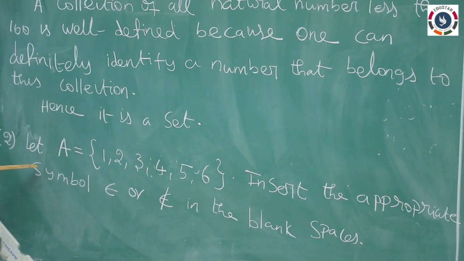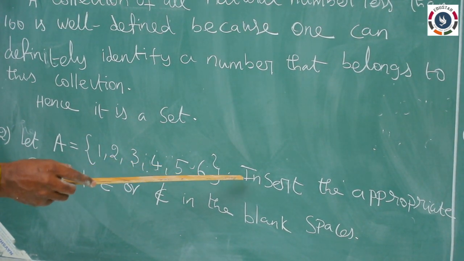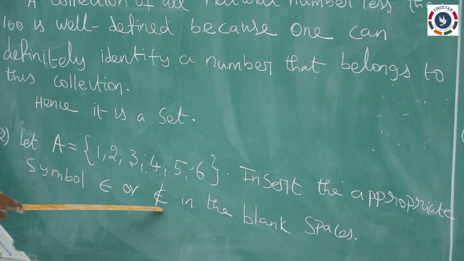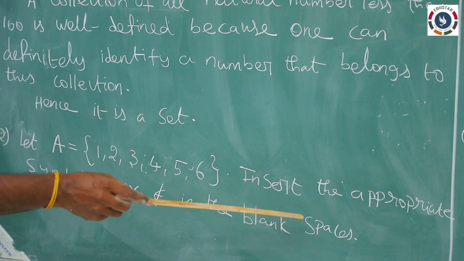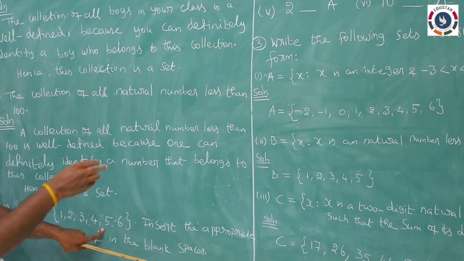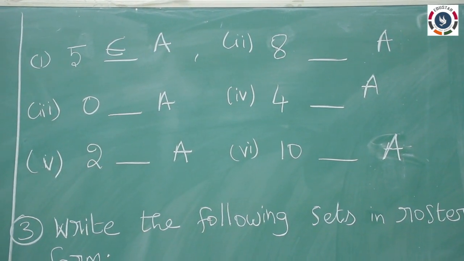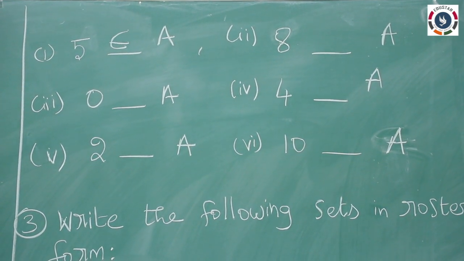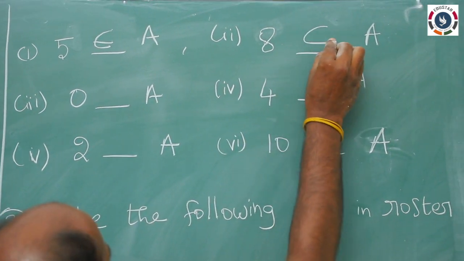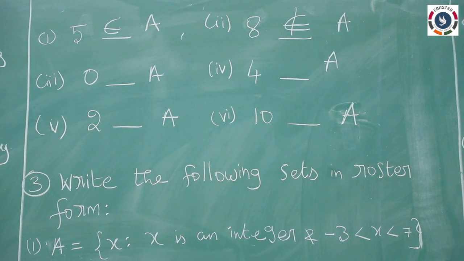So, next problem: let A equal {1, 2, 3, 4, 5, 6}. Insert the appropriate symbol, belongs to or does not belong to, in the blank spaces. So, 5 is an element of A, so 5 belongs to A. Next, 8 is not an element of A, so 8 does not belong to A.